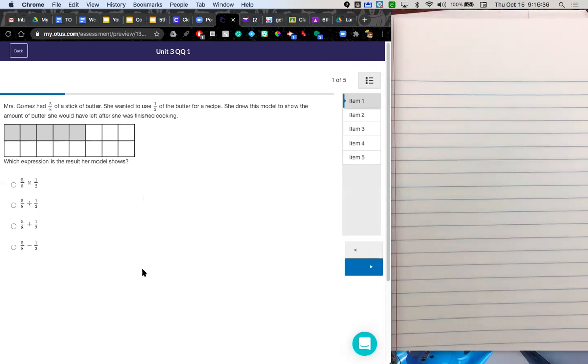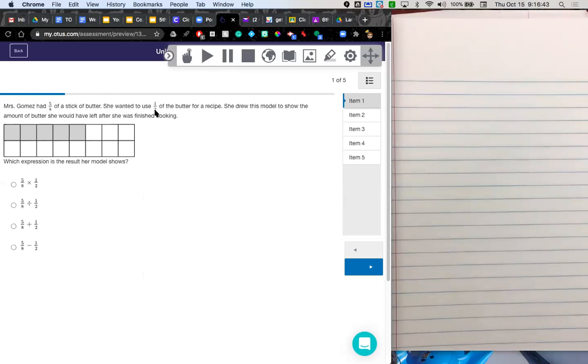So here's the first one. Mrs. Gomez had 5/8 stick of butter. She wanted to use half of the butter for a recipe. She drew this model to show the amount she would have left after she finished cooking. So I know a lot of the models that we've been drawing are more square and not rectangle, but hopefully you noticed that this top part is divided into 8 sections, and she colored in 5 of them. And then this vertical section is divided into 2, right? 1 and 2. And she just marked the same ones that would be overlapped with the ones that were there before.